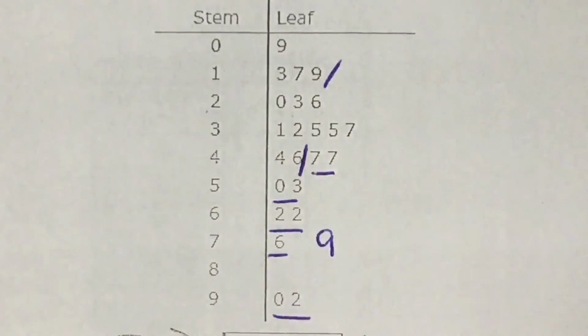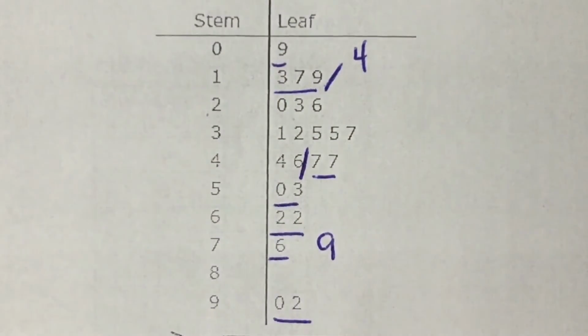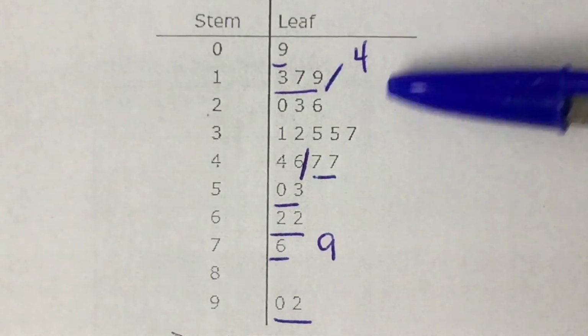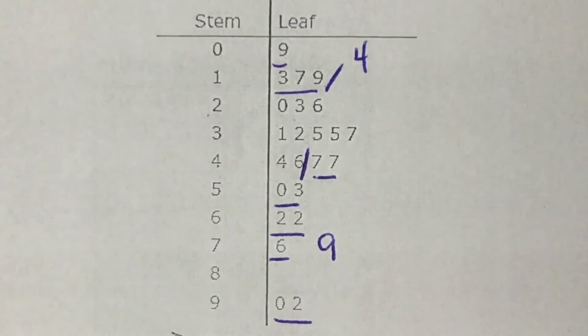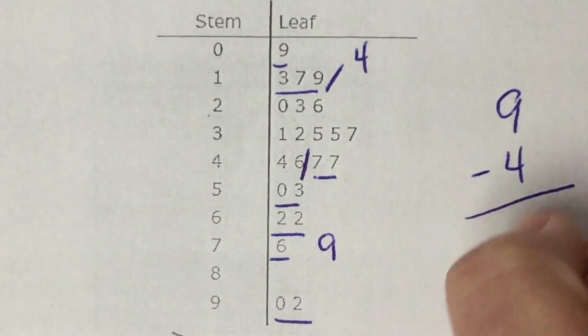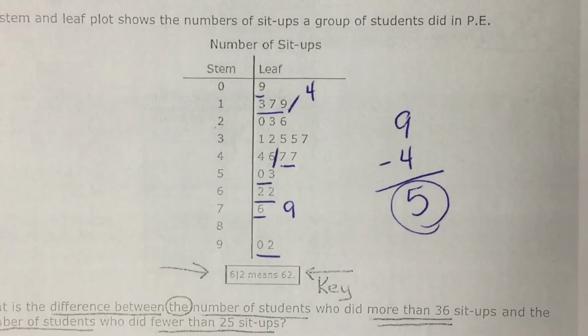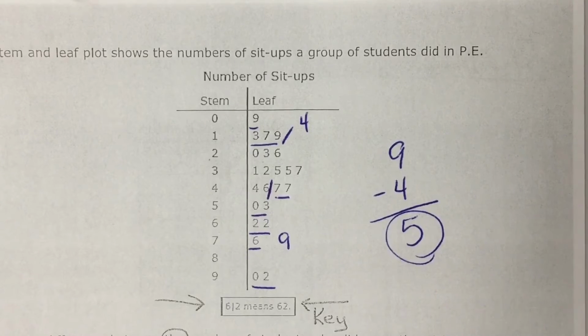Okay? I would have said 20 or less. So fewer than 20 is those. So that's 4. So 9 kids did more than 46 push-ups, and 4 students did less than 20 push-ups. And if I said, what's the difference between, you're just going to subtract 9 minus 4. So your answer would be 5. Oh, sorry, you can't see it. Okay? So keep that in mind.